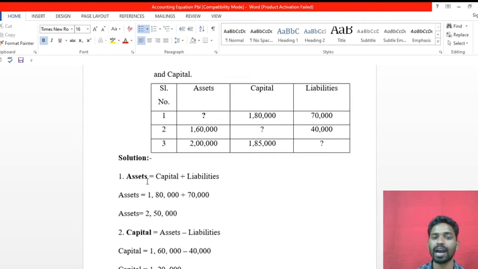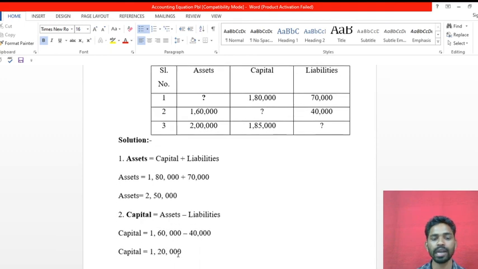That is the assets. In the second case, assets and liabilities are given, so we have to ascertain capital. The capital formula is assets minus liabilities. Capital is equal to 1,60,000 minus 40,000, and the remaining value is 1,20,000.